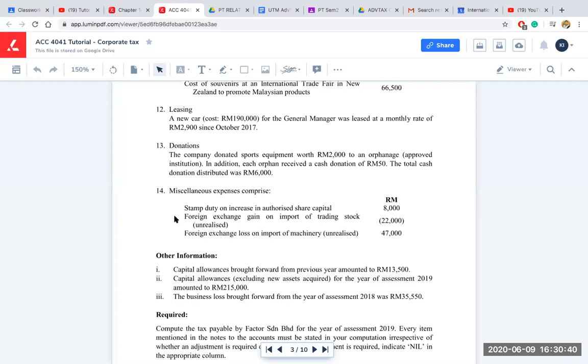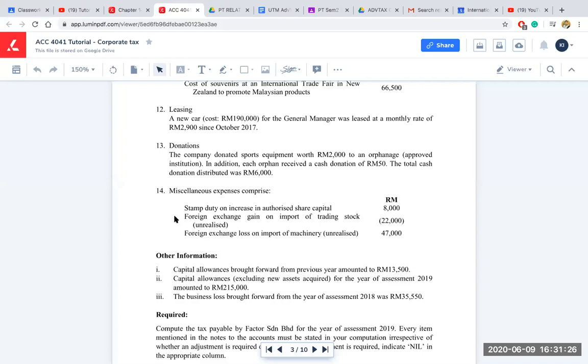Number one. Number two, each orphan receive a cash donation, and total cash donation was $6,000. So sekarang ni $6,000 ni, can you claim as an approved donation? Yes. Sebab money. It's wrong. Kenapa it's wrong? Baca balik. The gift of money made to government, state government, local authority, or an approved institute. Sekarang ni gift money dia bagi kepada siapa? Orphan. Dia bagi personal. Approved institute? Tak boleh kan? Tak boleh.